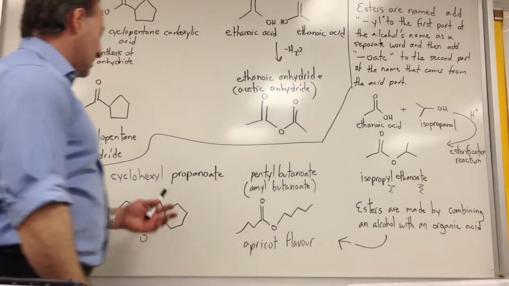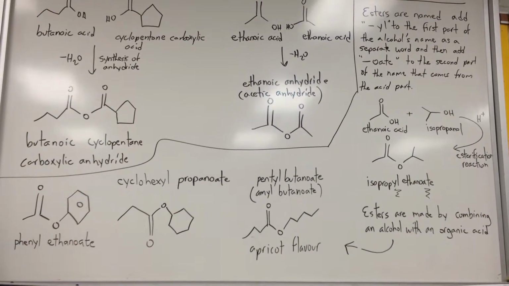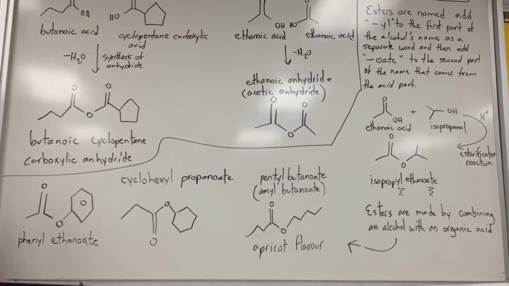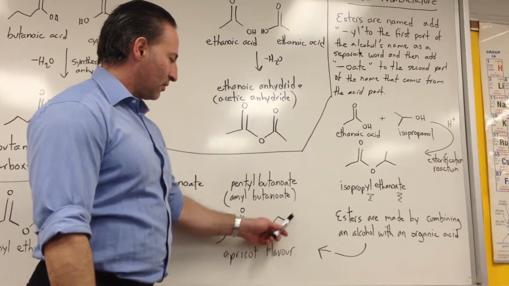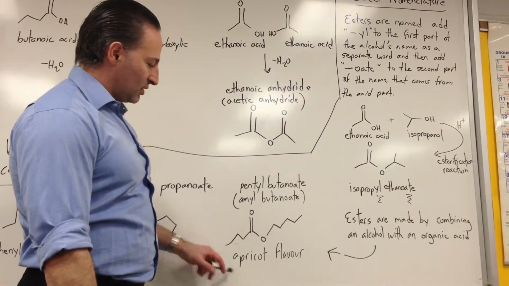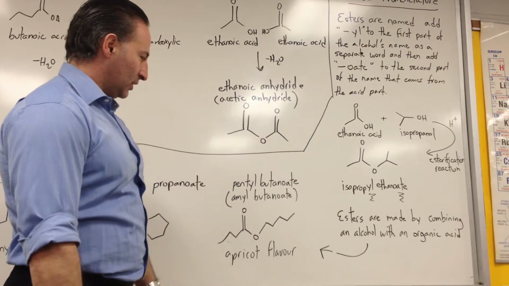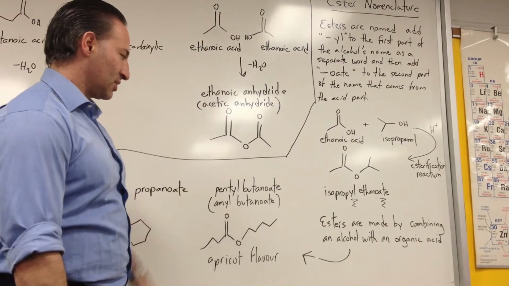A lot of these chemicals are used in the flavoring of foods or perfumery because they have pleasant odors. This is called pentyl butanoate. It's used as apricot flavor. It's also known as amyl butanoate because pentyl alcohol is also known as amyl alcohol.